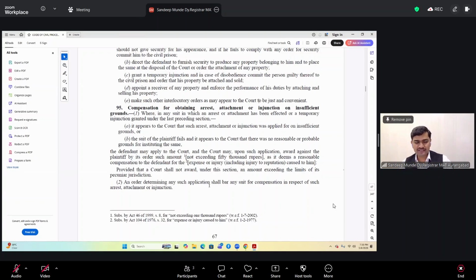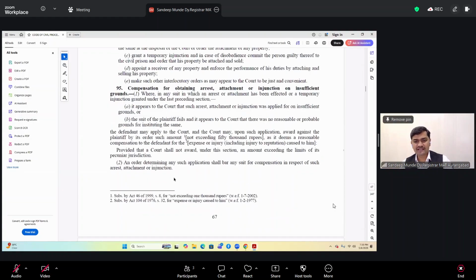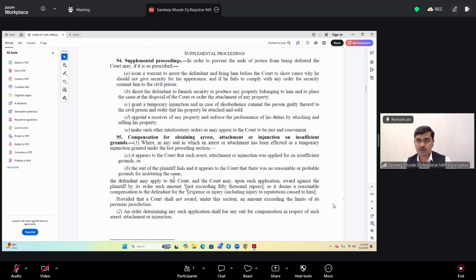And 2. An order determining any such application shall bar any suit for compensation in respect of the arrest, attachment, or injunction. So with this, we have completed our part from Section 75 to Section 95 of the Code of Civil Procedure, and from Order 22 to Order 40 of the Code of Civil Procedure. To summarize today's lecture, I will take only 5 minutes. Today we have discussed the incidental proceedings, the suits in particular cases, the special proceedings, and lastly the supplemental.